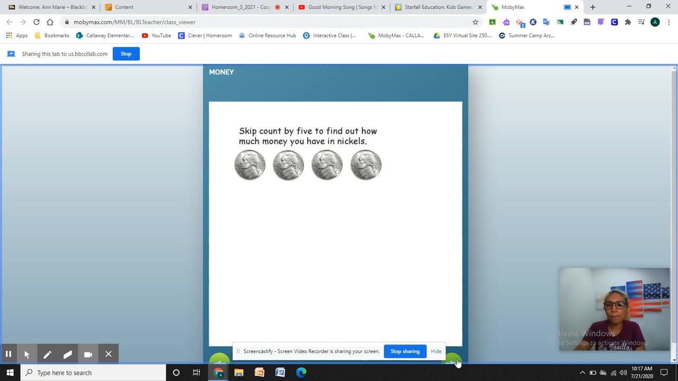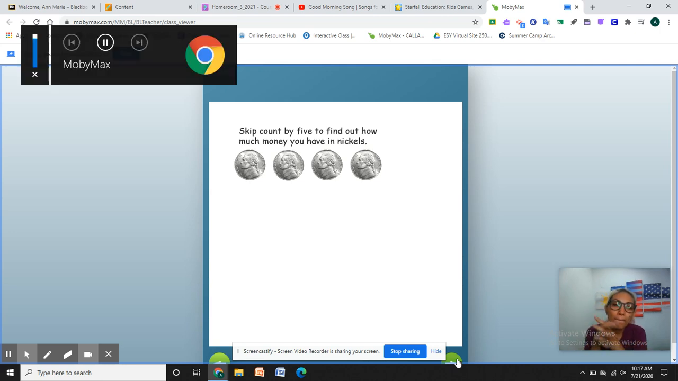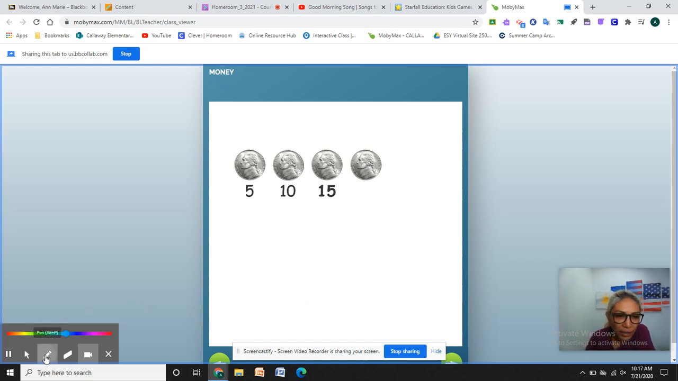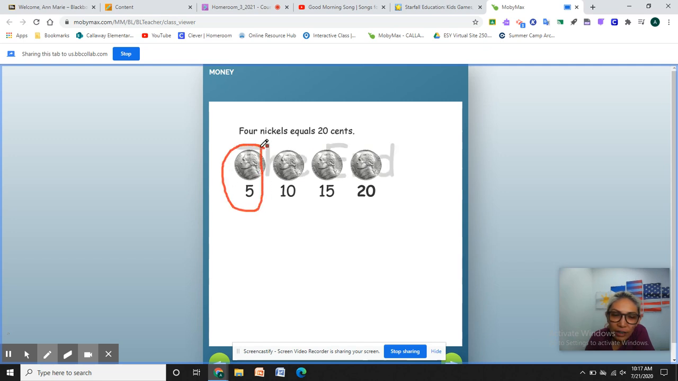Skip count by 5. All right. Before we combine other numbers, let's try to skip count by 5. You see that? This is your nickel. Very good. Nickels are 5 each. So that's going to give us a skip counting of 5, 10, 15, and 20. So that would be 20 cents.